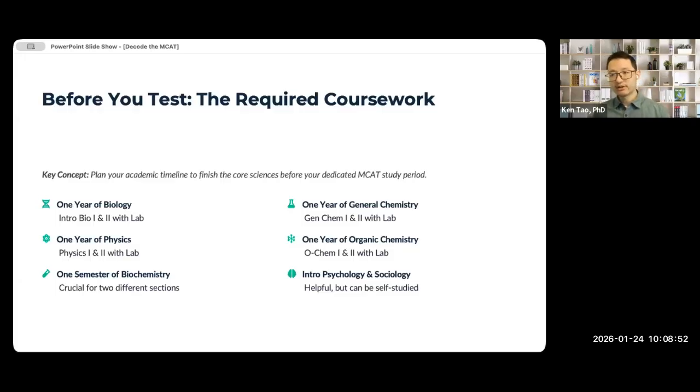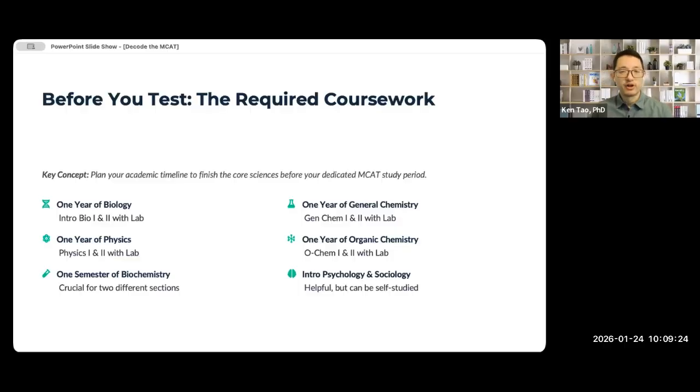And psychology and sociology, as I said, are tested on the exam, but the concepts are usually fairly straightforward. Most students can learn these concepts on their own. So a lot of students don't ever take psychology or sociology before taking the MCAT. But that being said, for a lot of students, psychology and sociology can be on the easier side and can be nice GPA boosters.